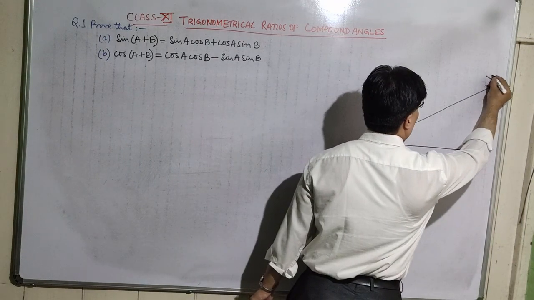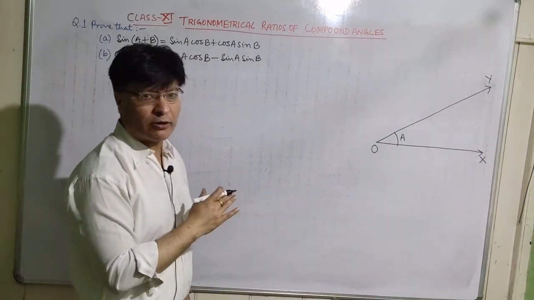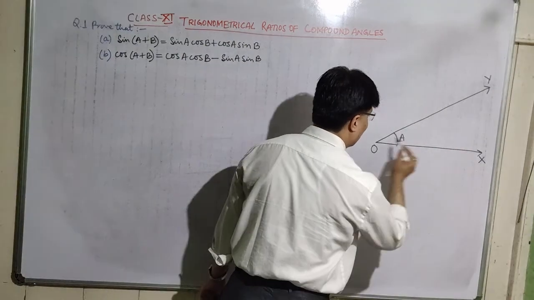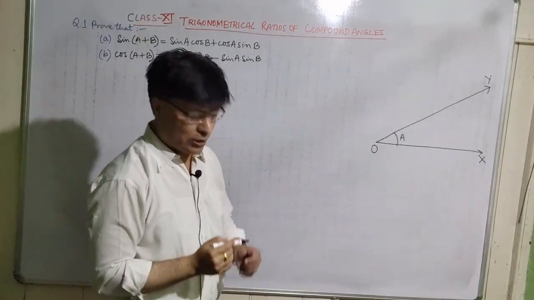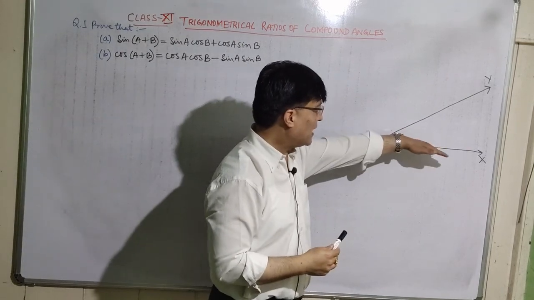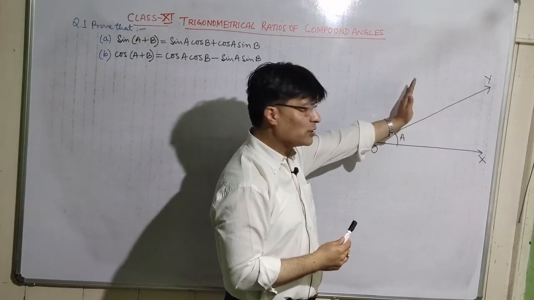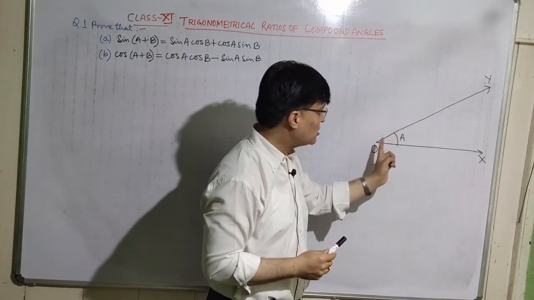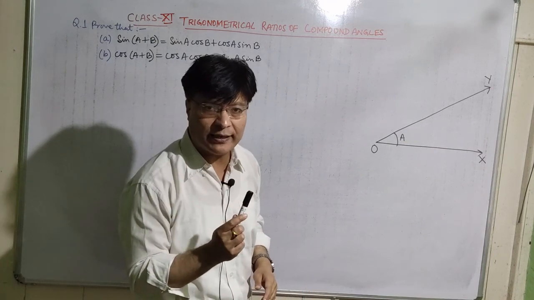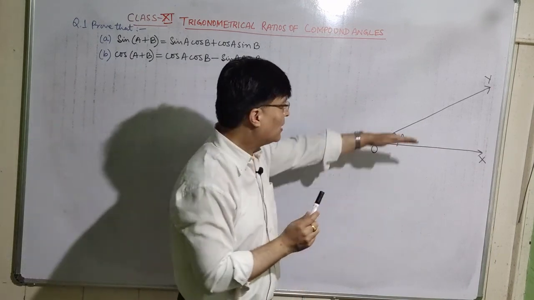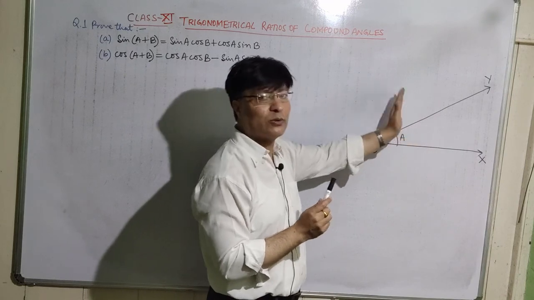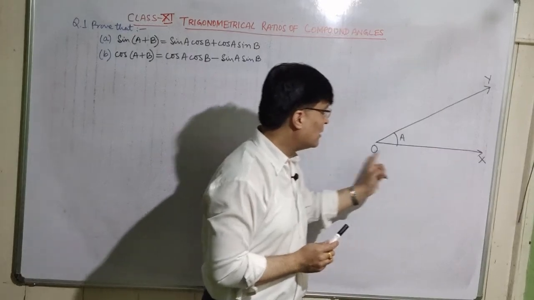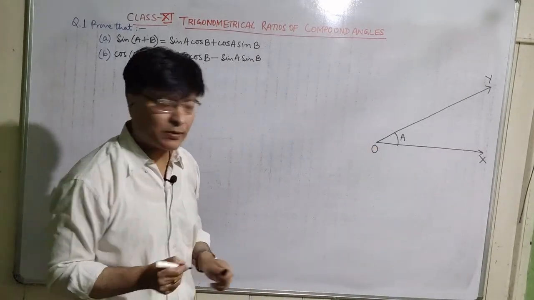Suppose this is OY. Let OX be a revolving line. Suppose it revolves and traces out an angle XOY is equal to A. So it is revolving in anti-clockwise direction. This direction is known as positive angle. This OX revolving line is revolving in anti-clockwise direction, and this anti-clockwise direction is known as what? Positive angle. Suppose it traces out an angle XOY is equal to A.